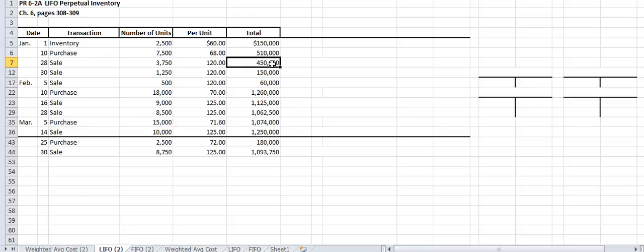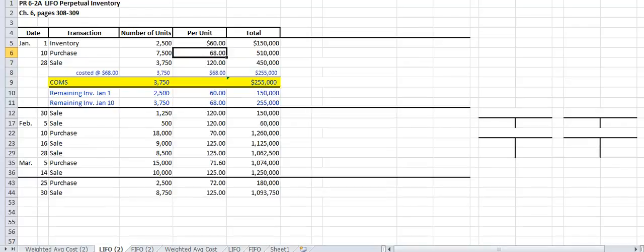Now we need to determine the cost of merchandise sold. So under the LIFO system, we're going to go with the last inventory in. So we're going to cost this inventory using this layer's cost. And since this layer has more than enough units, that's the only cost that we're going to use, $68 per unit, right? So as you can see here, I costed my whole 3,750 at 68. I took it out of this layer here. So now my cost of merchandise sold is going to be 255,000. I already told you that the sales revenue was 450.